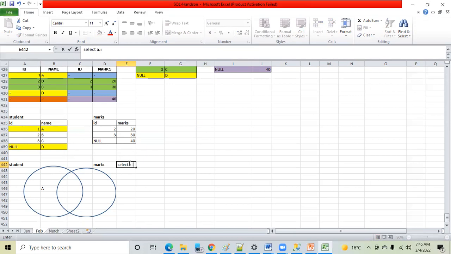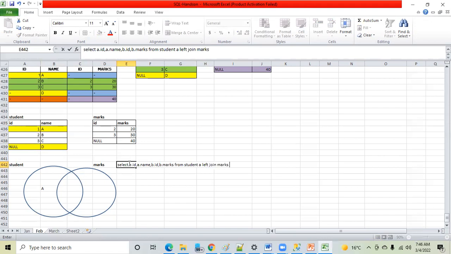A.id, A.name and then B.id, B.marks, then from student A. You will write till here. I know that. After this, tell me what I have to write. Left join, right join, full join? Left join. Left inner join cannot be used together. Only left join will be there.